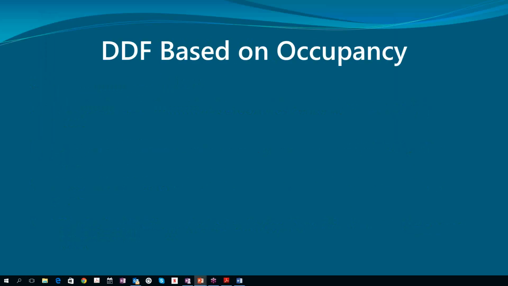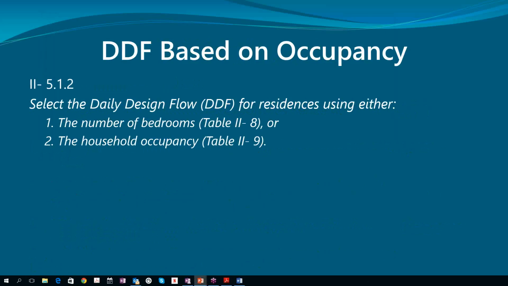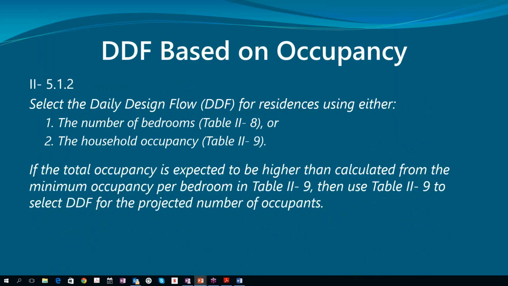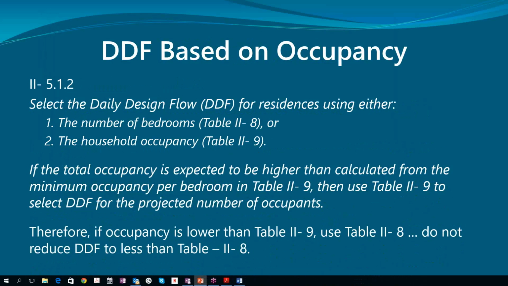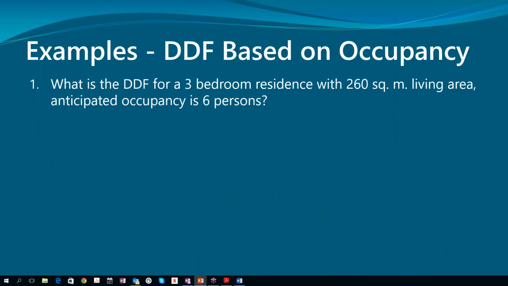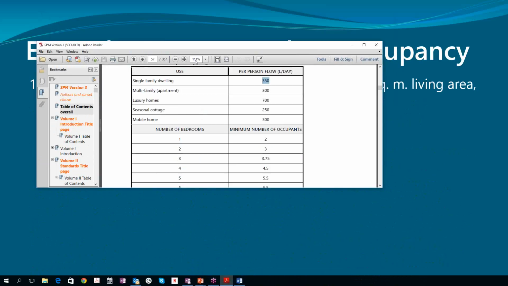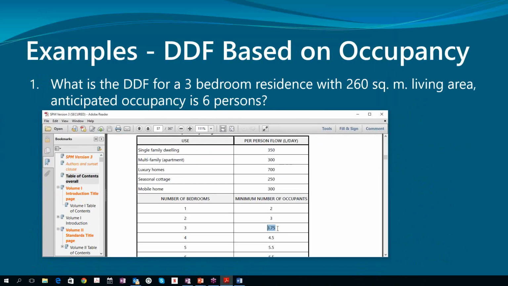A few more based on occupancy, I guess. DDF, you use it for either bedrooms or household occupancy, and you choose the most conservative of the two, in other words, the bigger DDF. And a few examples. 3 bedrooms, 6 persons. So you're on to me by now. 6 persons is more than 3.75. So the answer is 6 times 350 equals 2,100.